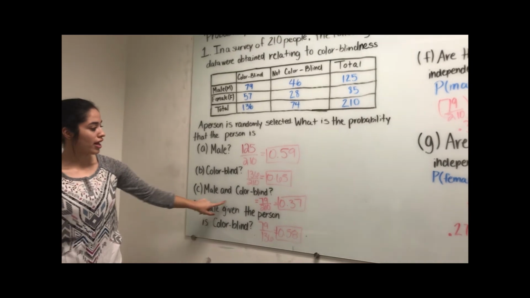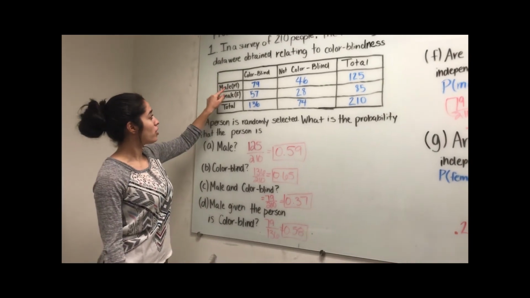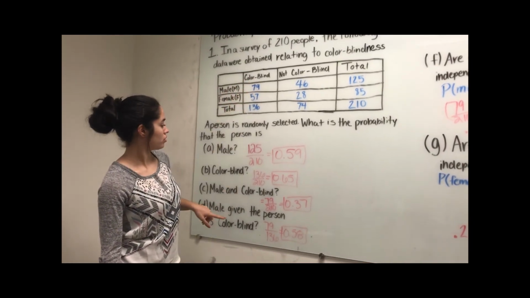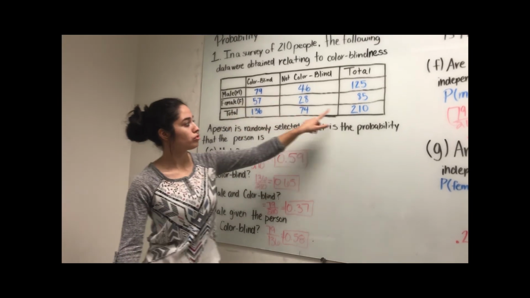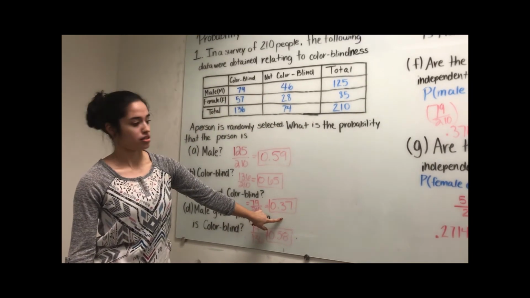C, we have male and colorblind. So we have to look at the male and colorblind to see what that number is, which was 79 out of the total 210, and it gives us this answer.